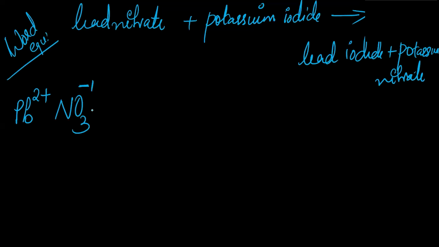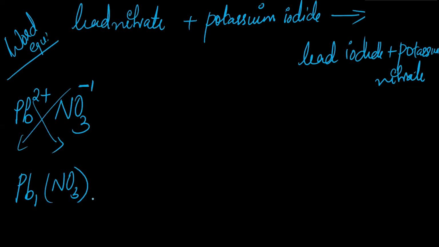Now, for forming the lead nitrate formula, you have to crisscross this, right? 1 to this side, you will be getting Pb1. This is a polyatomic ion and this 2 is common to nitrogen and oxygen. You have to put it in brackets, okay? Pb(NO3)2. That is lead nitrate.